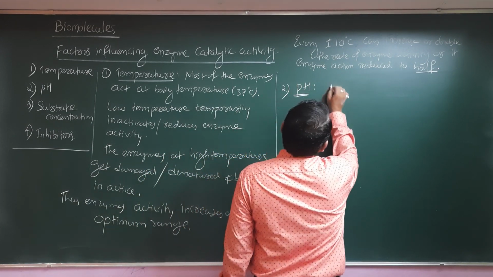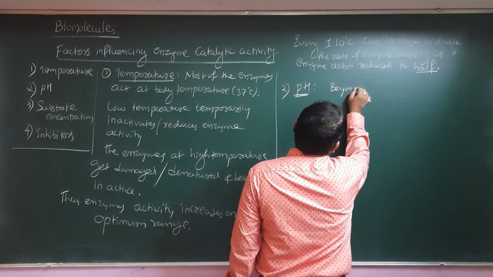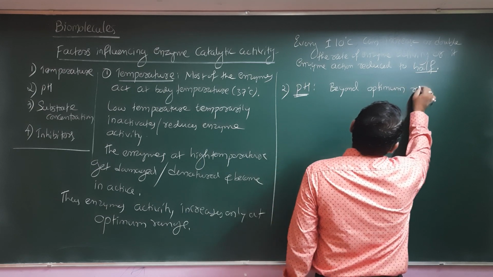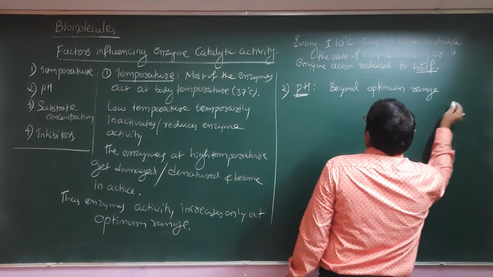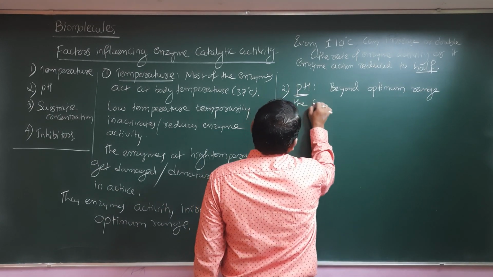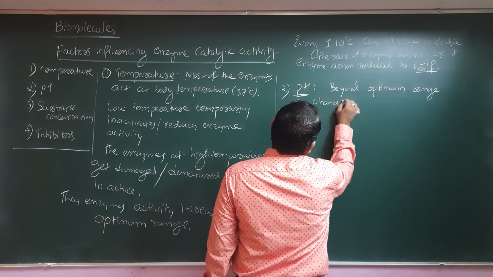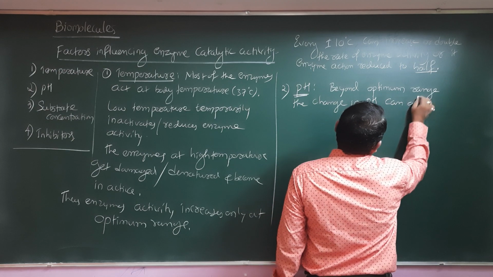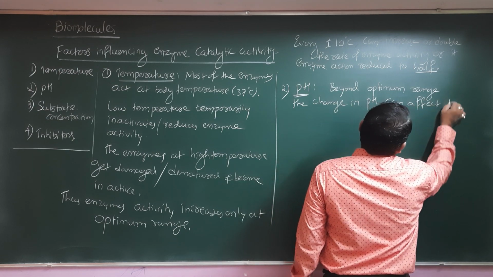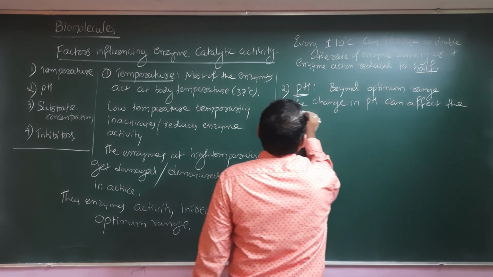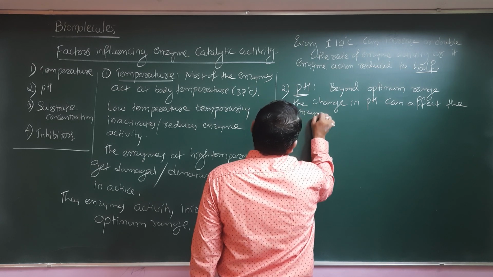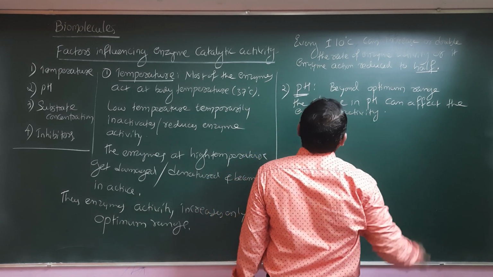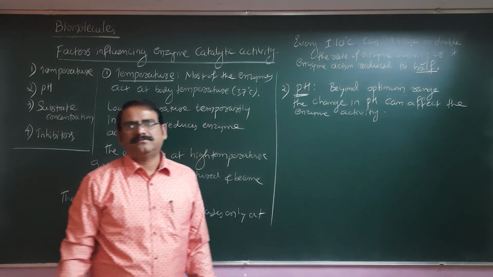So beyond the optimum range, the change in pH can affect the enzyme activity. So the efficiency of the enzyme may fall down.